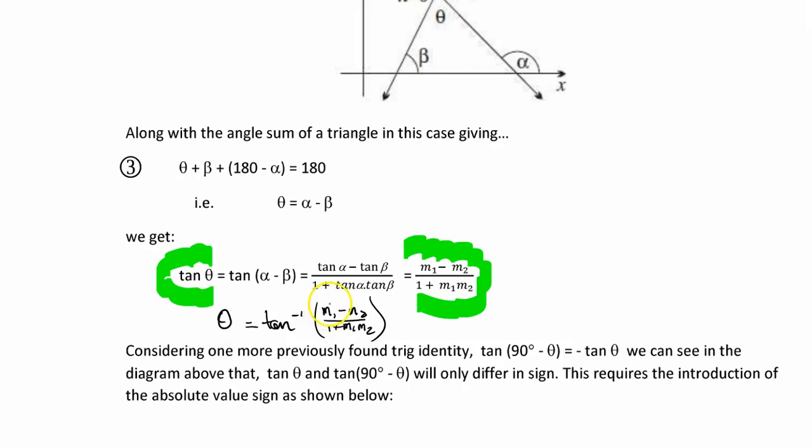The gradient of one of the lines, we will just call m1 for convenience. m2 is the gradient of the other, and we just use this equation. I'm going to refer to a lot of angles, but keep in mind theta is the actual angle between the two lines.